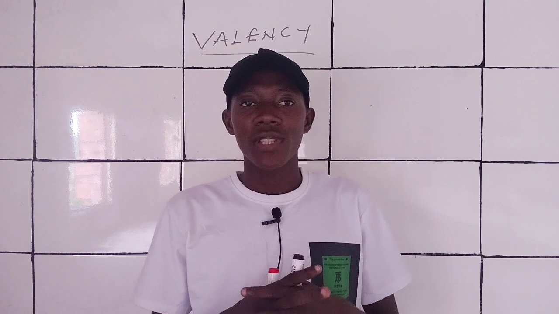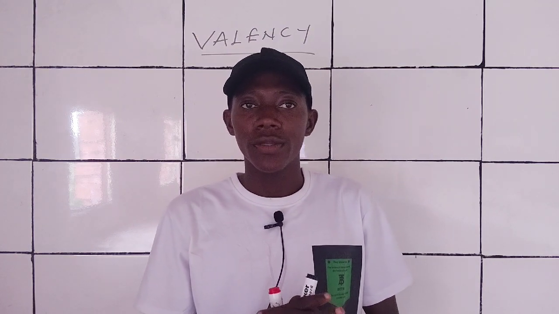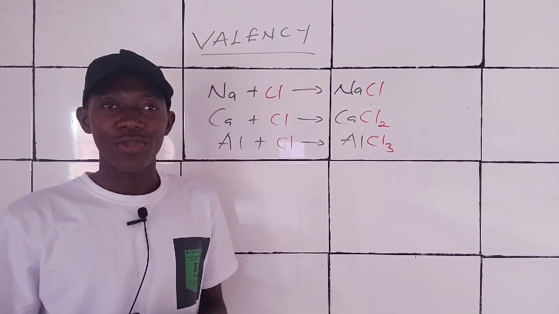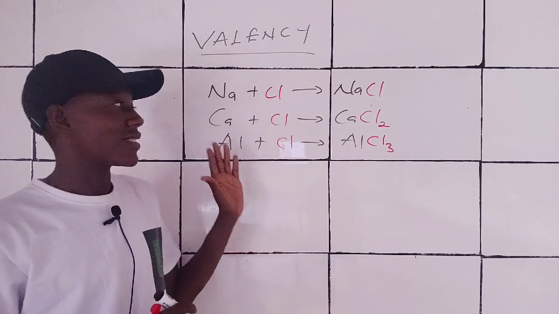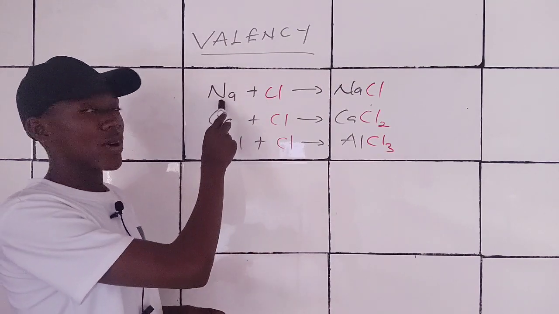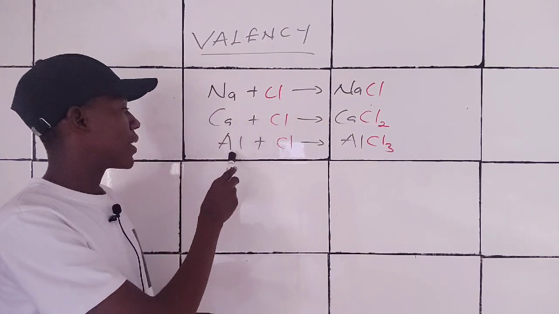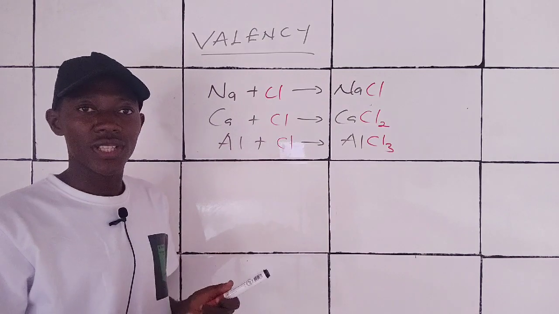Now I'm going to give us some samples and then we're going to analyze them before going into valency completely. Now if we look at the samples of this chemical equation I've written on the board, you are going to find out that these are three sets of elements that are combining with chlorine. On the first one we have sodium, we have calcium, and we have aluminium. The three of them are combining with chlorine.